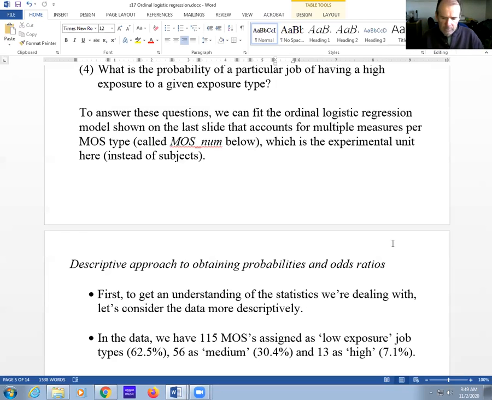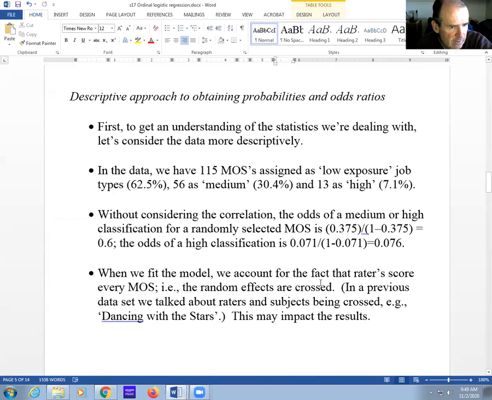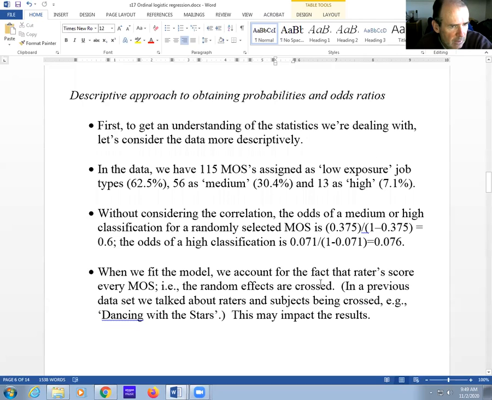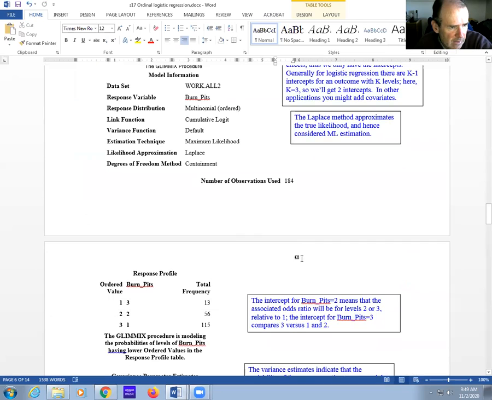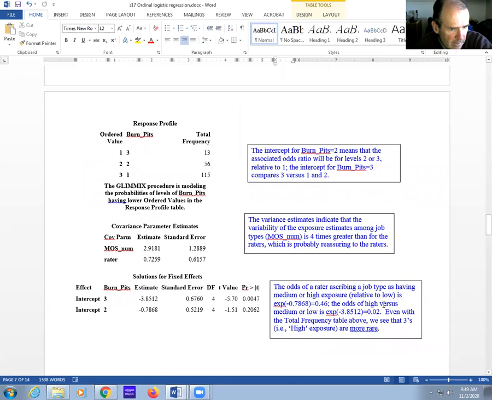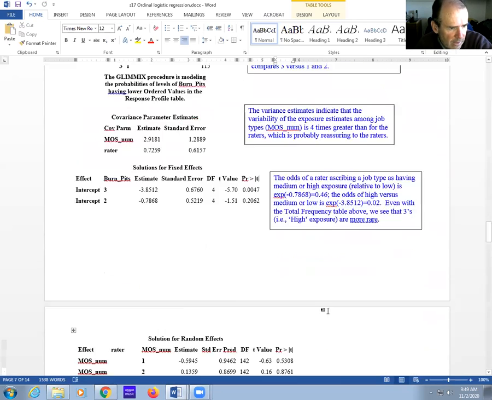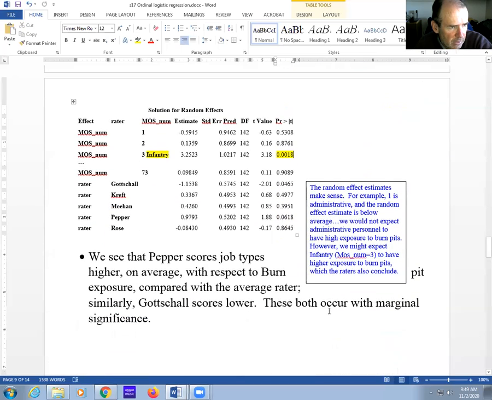Okay, so in terms of the results that we have here, I mentioned this, so it was looking at the output. We looked at odds of high versus medium and low, or medium and high versus low, and we can get those. We looked at specific random effect estimates.